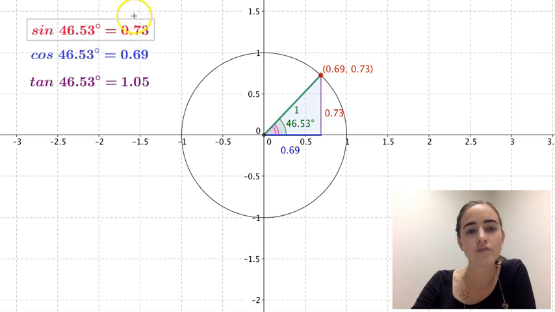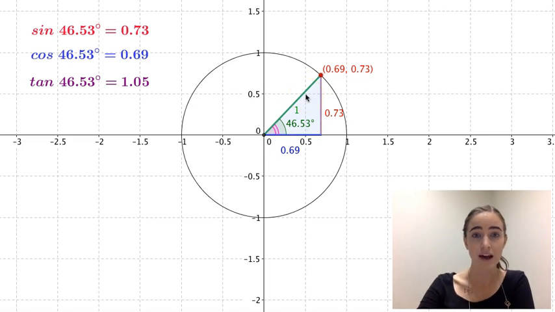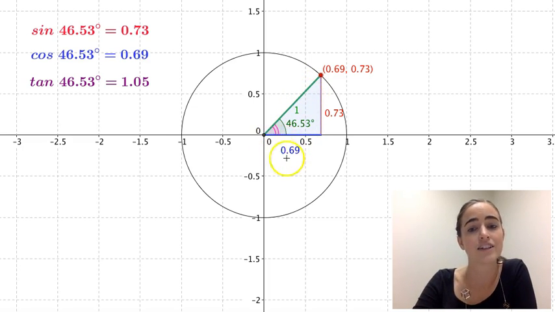Now what you can hopefully notice is that sine of that angle is 0.73. And that's because from this angle, sine we know is opposite over hypotenuse. So opposite is that 0.73, but our hypotenuse is just 1 because it's a unit circle. So sine of this angle is just going to be the y-coordinate of this point. Cos is 0.69, so it's our x-coordinate because it's this distance along here. So this is our adjacent side divided by our hypotenuse, but again, because our hypotenuse is 1, it's just going to be the length of our adjacent side.